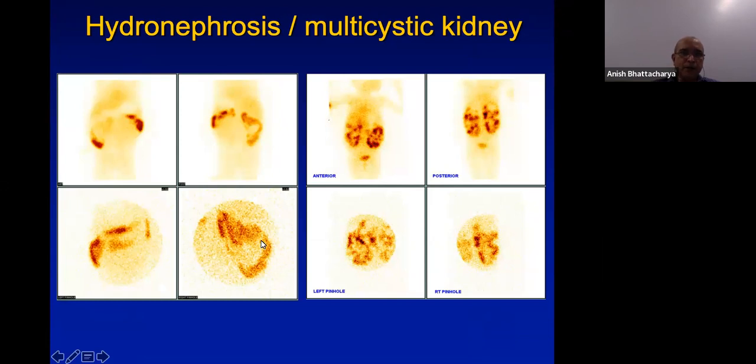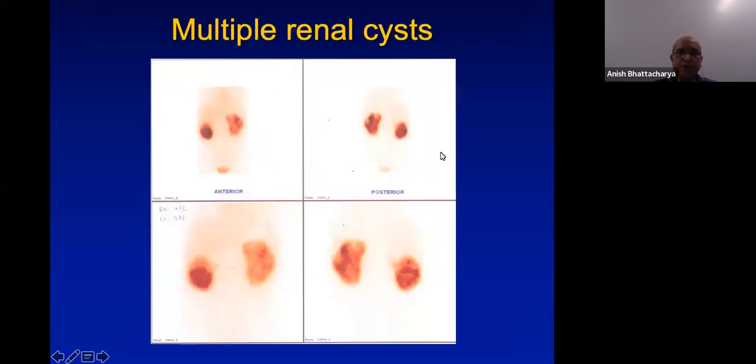So hydronephrotic kidneys will also cause a problem because now there's a thinning of the cortex. So determination of defects becomes difficult. On the left side, you have a set of hydronephrotic kidneys. On the right side, you have a set of multicystic kidneys. They look pretty much the same on the scan.